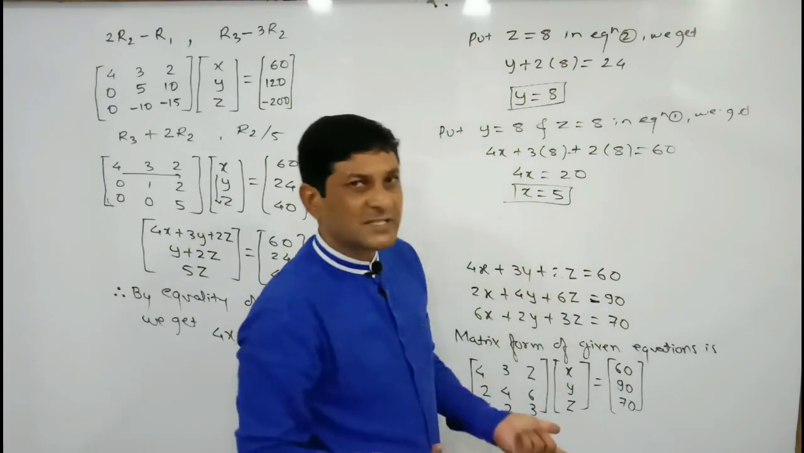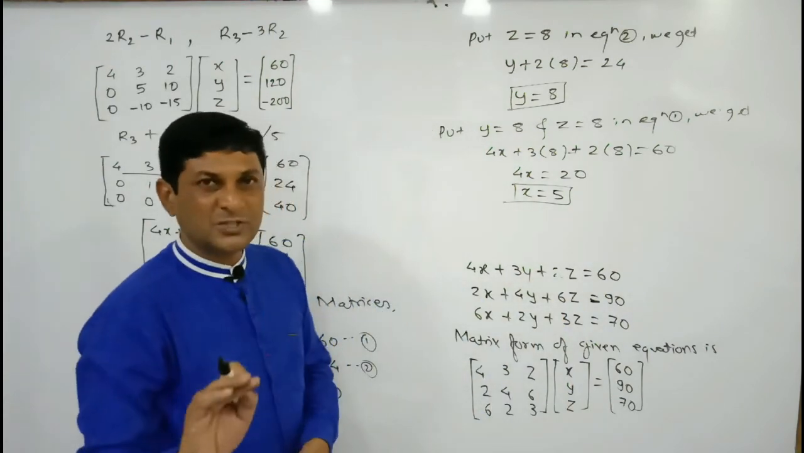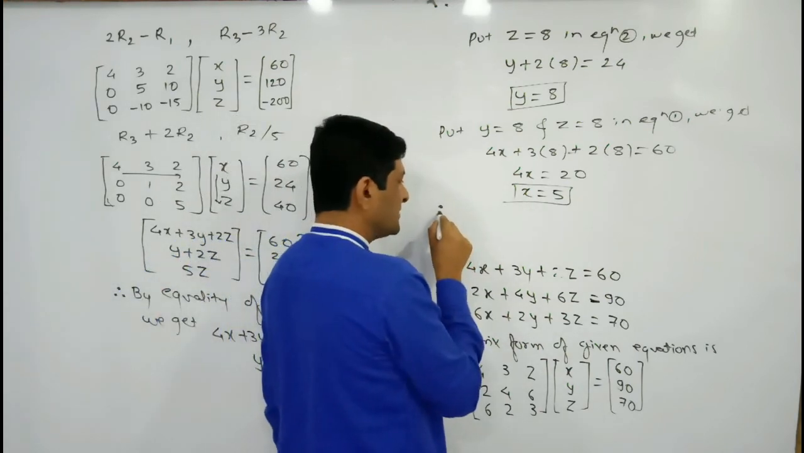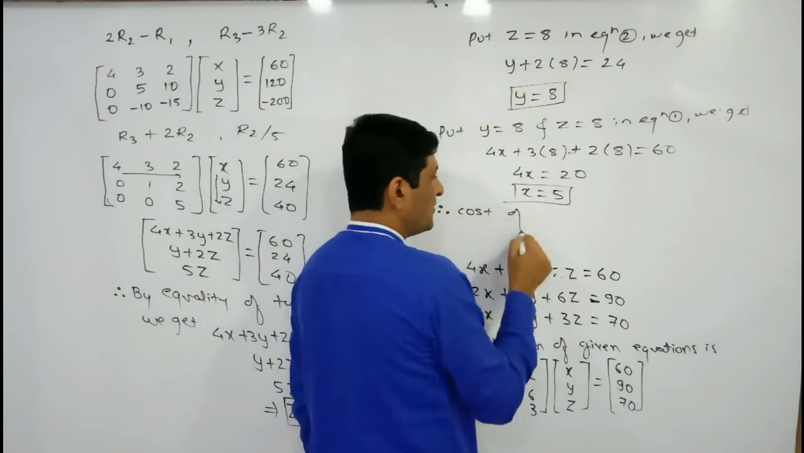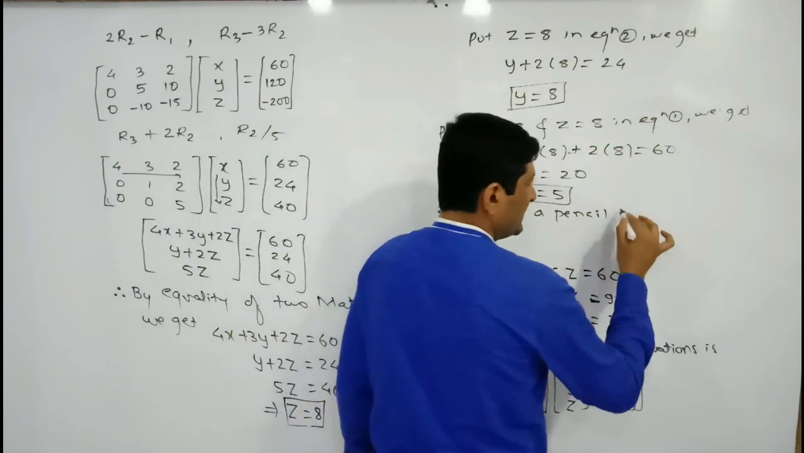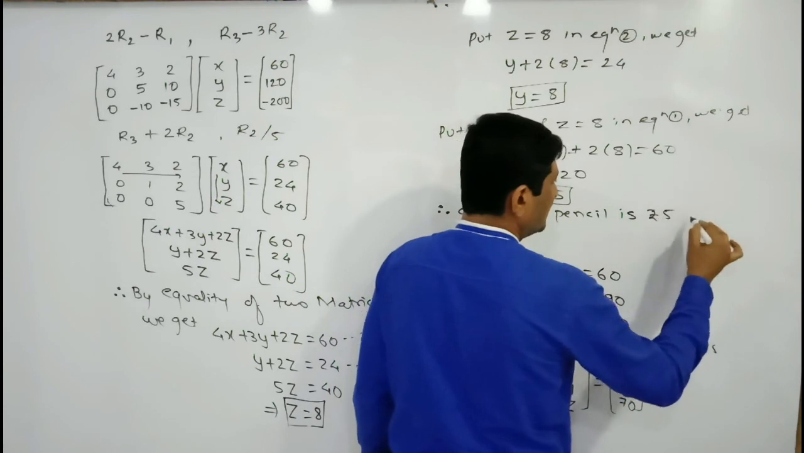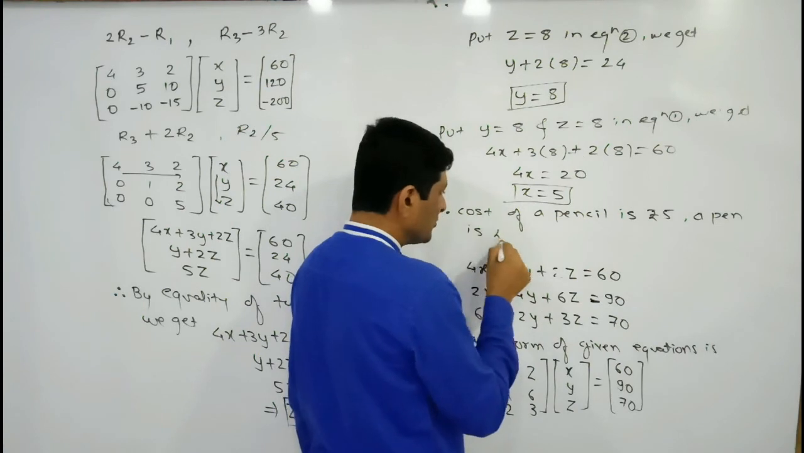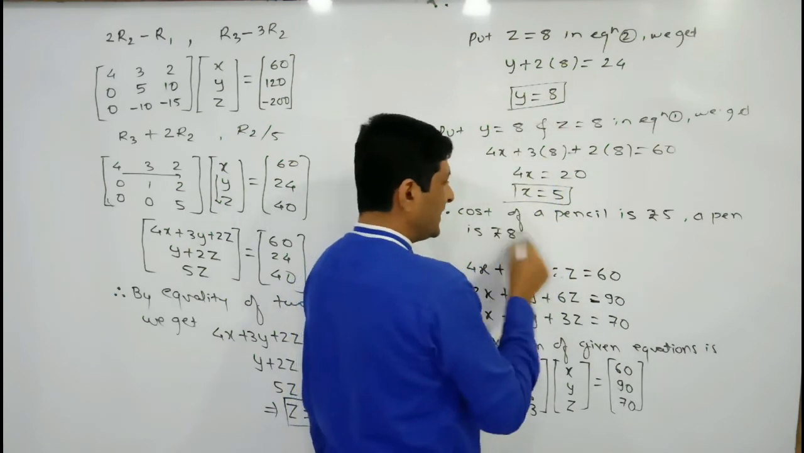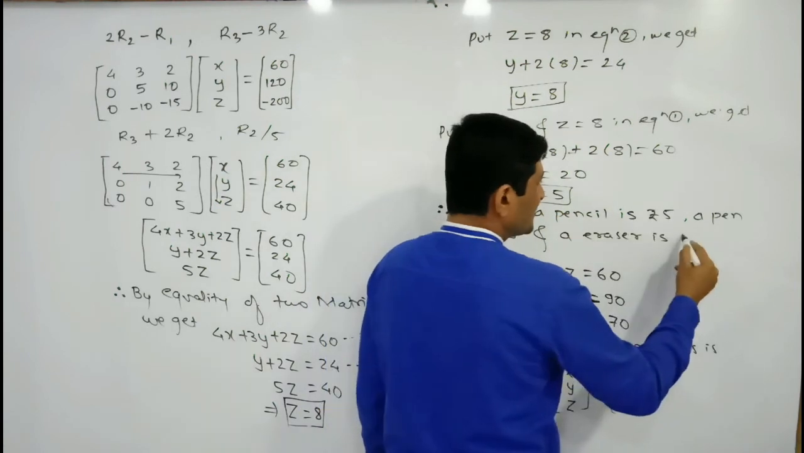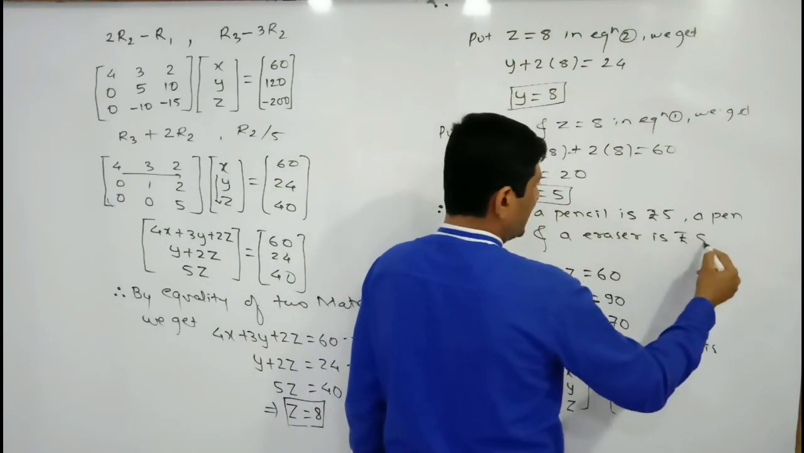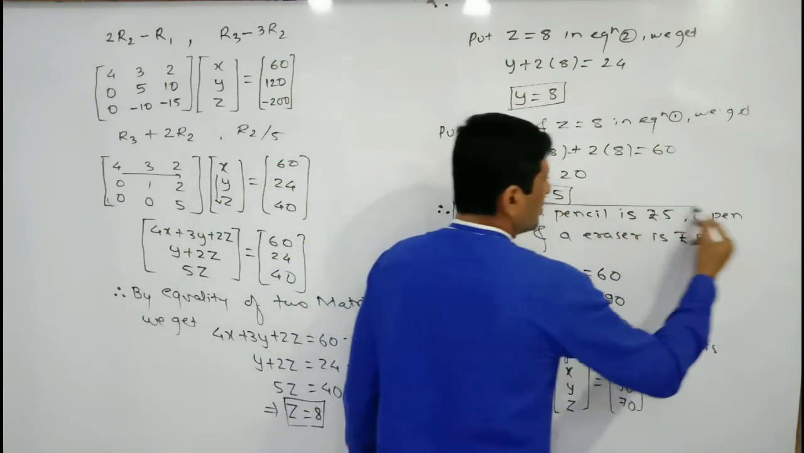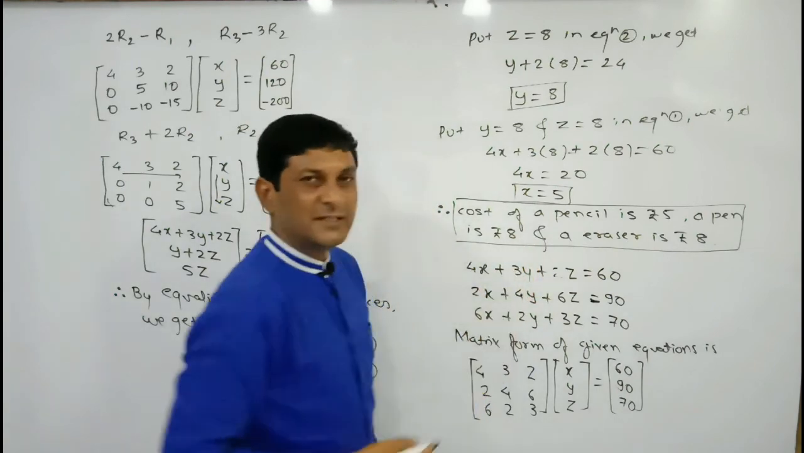Once the values of x, y and z are known to us, which are our required values, what is the question? To find out the cost of a pencil, a pen and an eraser. So x is nothing but the cost of a pencil. Therefore the cost of a pencil is rupees 5. A pen is rupees, y means 8. And an eraser is rupees 8, because z is nothing but the cost of an eraser. In this way we have got our required values, the cost of a pencil, a pen and an eraser.